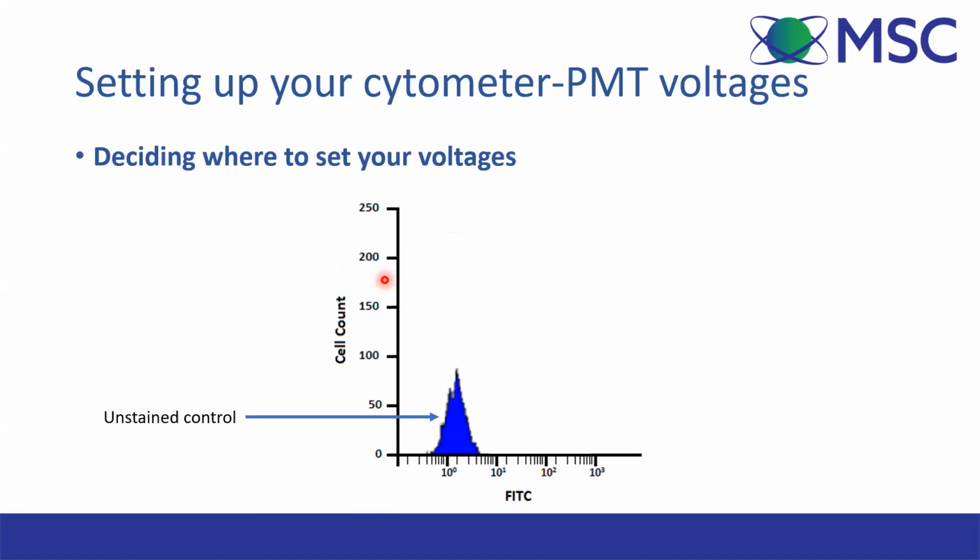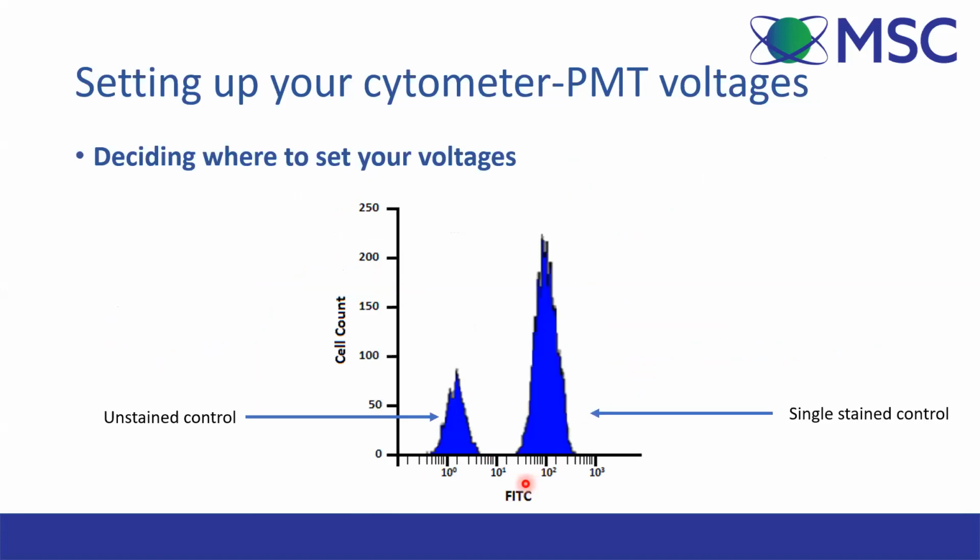When you're setting up your voltage, you should first run your unstained or your isotype control and cycle through the channels and set the voltages of your PMTs so that your unstained cells are at the left-hand side of the x-axis. This leaves plenty of room to the right for your positive cells to come up later on. Then the next thing you want to do is run your single stain control, for example, in this case, FITC. Ideally, you will see a clear separation between your unstained and your stained control. You then repeat this for all of your other channels.